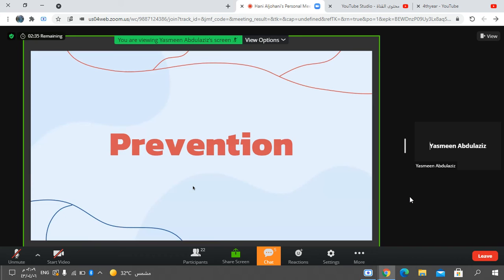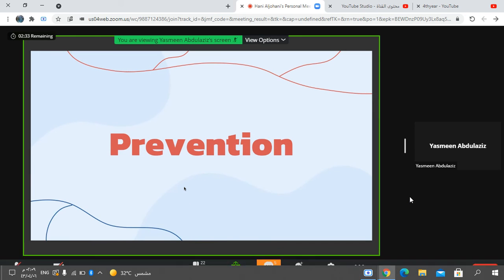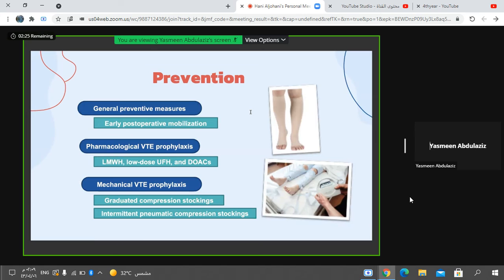Okay, now prevention of deep vein thrombosis. We can suspect the risk of DVT in patients, so we could prevent the condition before it forms. There are several preventive methods, especially for patients who will undergo surgical operations. We can divide them into general preventive measures, pharmacological, and mechanical. For general, the main one is early post-operative mobilization, which really reduces the risk of developing a DVT. It's suggested for all patients at all risk levels.